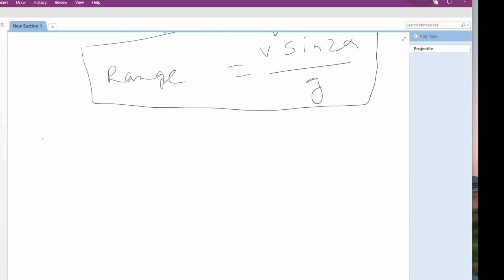Now, question 4 is: find the angle for which the range is maximum.